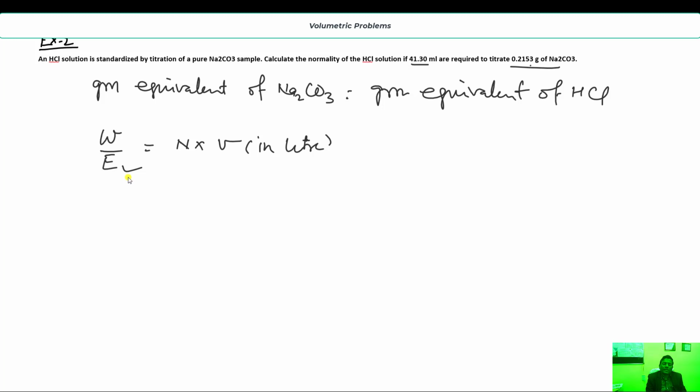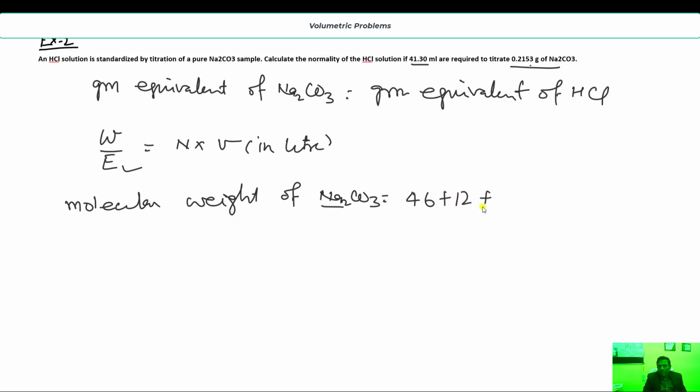So to calculate the equivalent weight of sodium carbonate, first we have to calculate the molecular weight of sodium carbonate. Sodium is 23, so 2 sodium means 46, carbon is 12, plus oxygen is 16, 3 atoms are there, so 48. That is equal to 106. So equivalent weight of sodium carbonate is molecular weight 106 divided by the number of anions or cations. If you write sodium carbonate, it would be 2Na+ and CO3 2-, so divide by 2, that is 53.